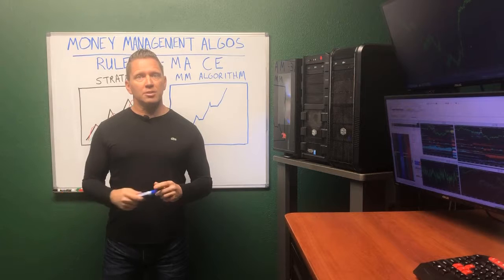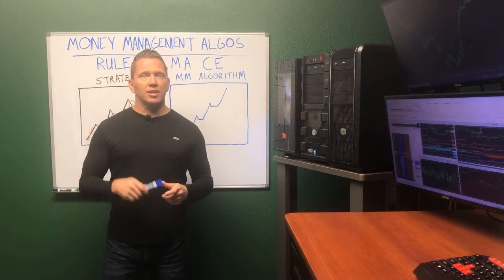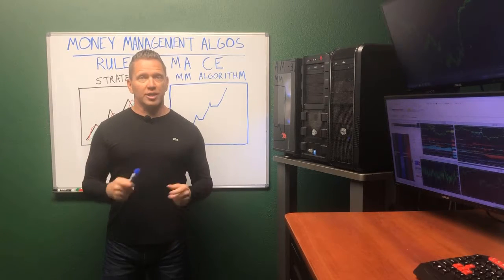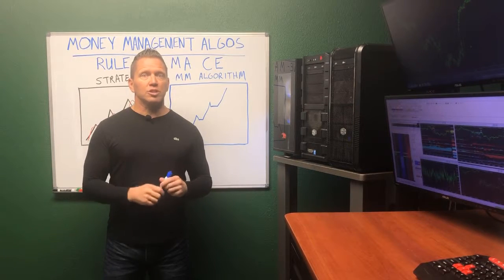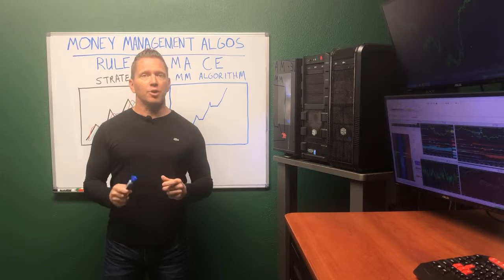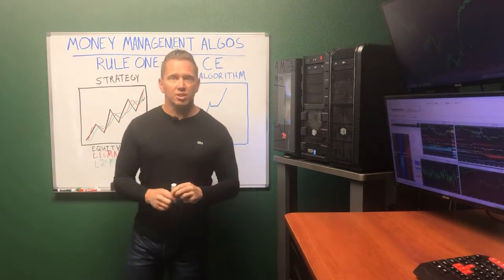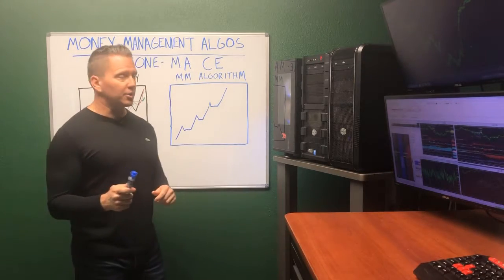bar by bar basis, and the closed equity looks at the equity at the close of the trade, at the end of the trade. And so this rule particularly just looks at the closed trade equity curve and not the open equity. So, important distinction to make. Rule 1, closed trade equity curve.